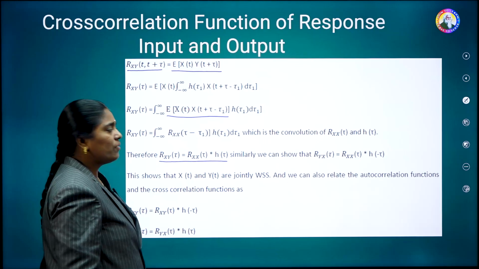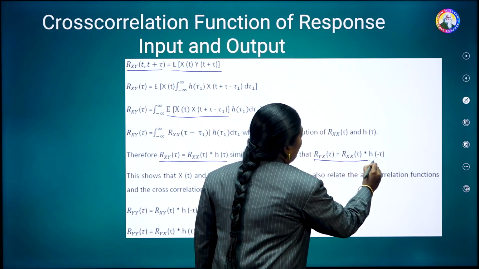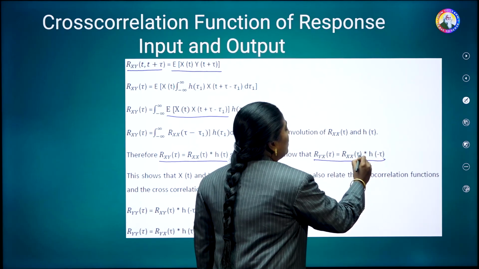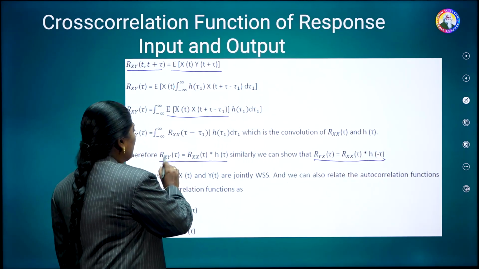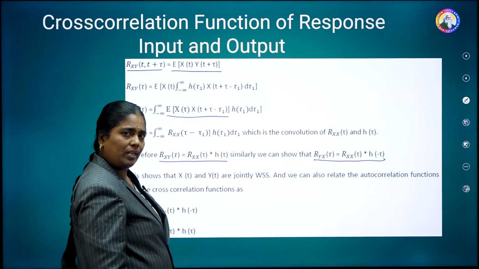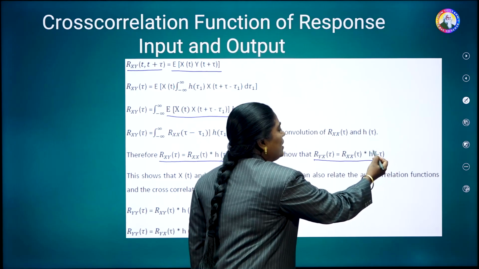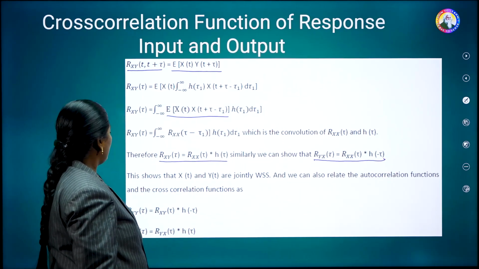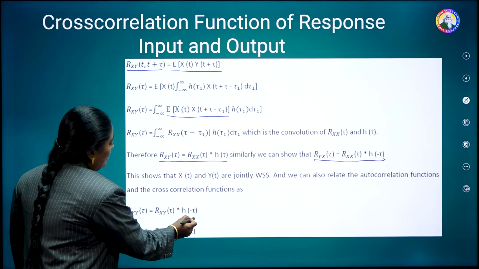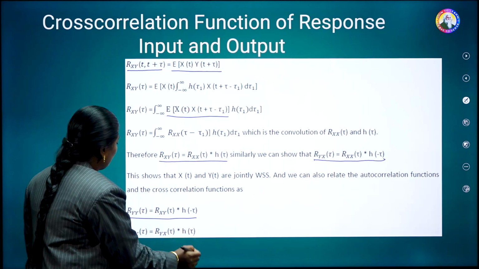Similarly, we can write one more cross correlation function, that is ryx of tau is equal to rxx of tau convolution with h of minus tau. Simply replacing this x and y, that will become ryx. Therefore, here instead of plus tau, we are going to obtain minus tau. So, this is about the cross correlation function. Here you can see once again the expressions for the cross correlation functions.